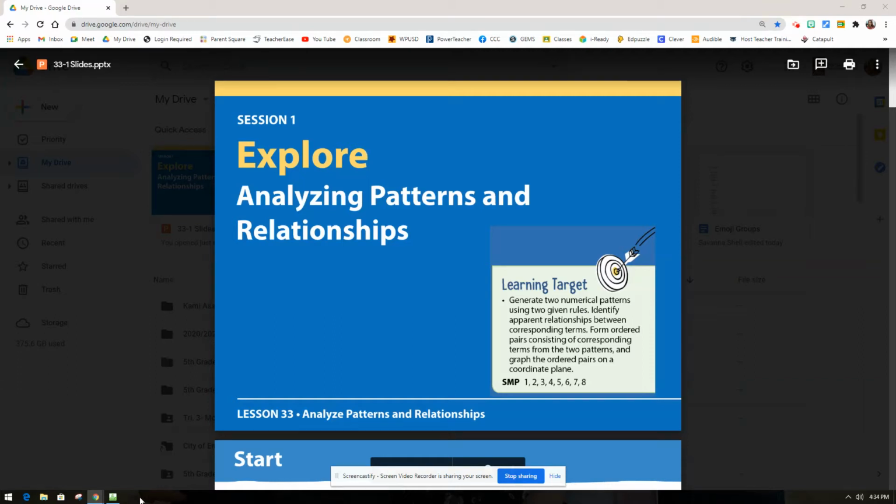We are going to be working today on analyzing patterns and relationships. We're going to be using tables over the next week. We're also going to be using graphs. So there's lots of ways that we're going to be analyzing patterns and relationships. We're going to be working in our Ready Classroom math workbook on pages 681 through 684. So go ahead and turn to page 681 in your Ready Classroom math workbook now.